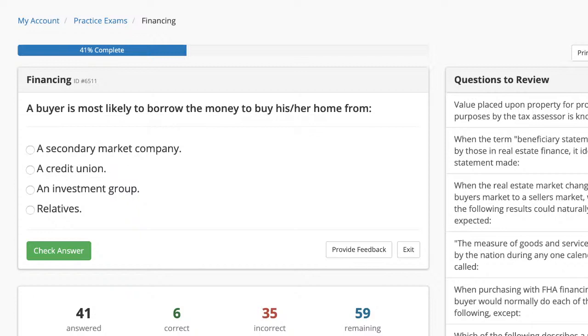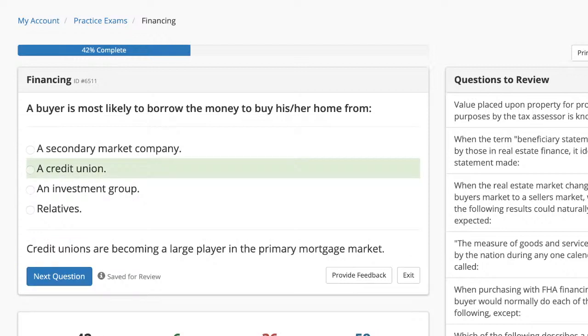A buyer is most likely to borrow the money to buy his or her home from A, a secondary mortgage market company, B, a credit union, C, investment group, or D, relatives. What do you guys think? And the answer is B, credit union.